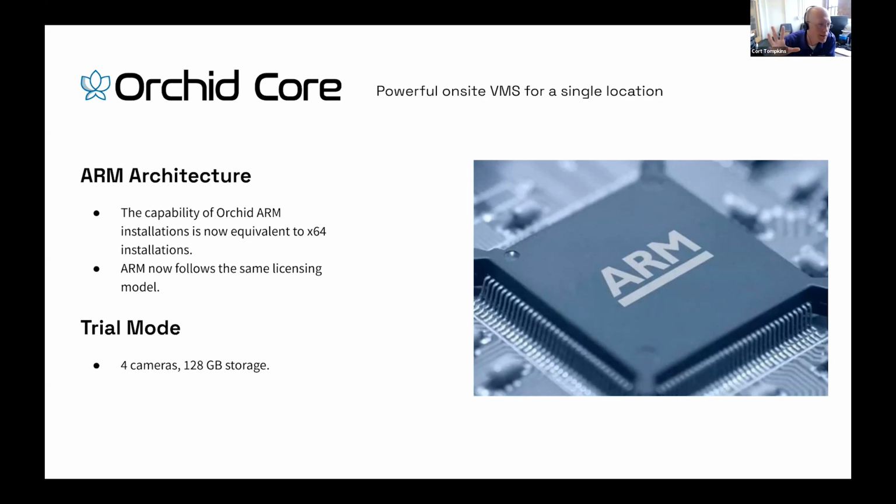So again, this ARM architecture has become equivalent to the Intel architecture, and we've updated our licensing terms to match. So beginning with 23.6, if you're running on an ARM processor and you're running without a license, in our trial mode, you're limited to 4 cameras and 128 gigs of storage. Same as the Intel version, and you can buy a license to unlock unlimited storage and a given camera count, just like the Intel version.